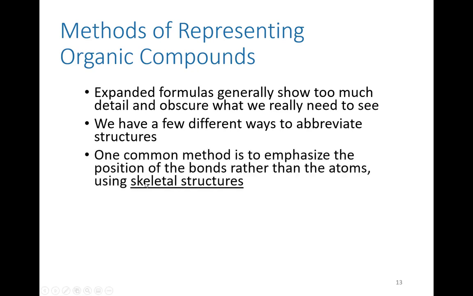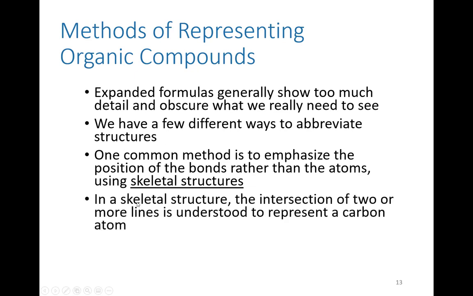So one method is what we call skeletal structures. And in skeletal structures, we actually focus almost on the bonds instead of the atoms, so to speak. And so we use lines to represent each covalent bond. 1 line represents a single bond. 2 lines parallel to each other represent a double bond. 3 lines represent a triple bond. And the lines are going to show us the connection of carbon atoms.